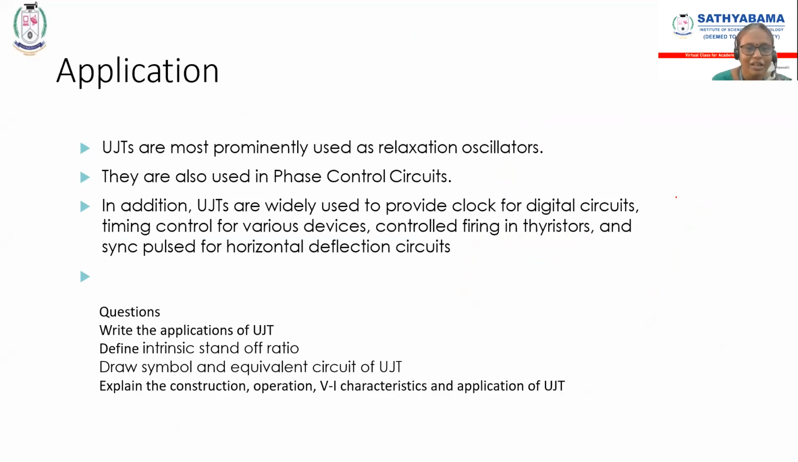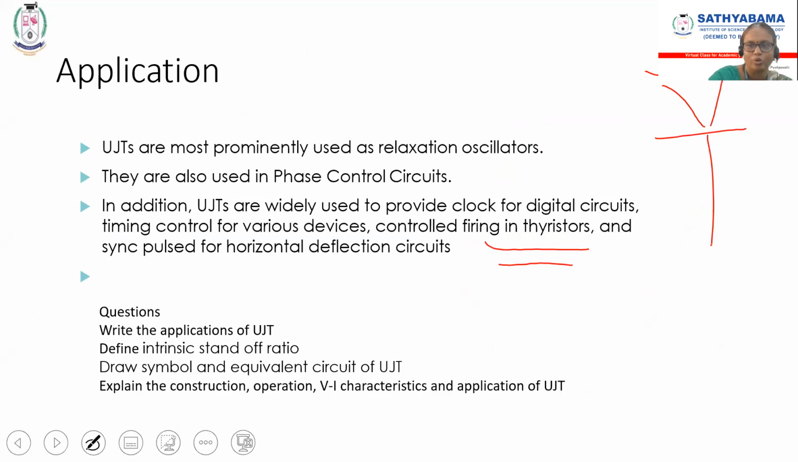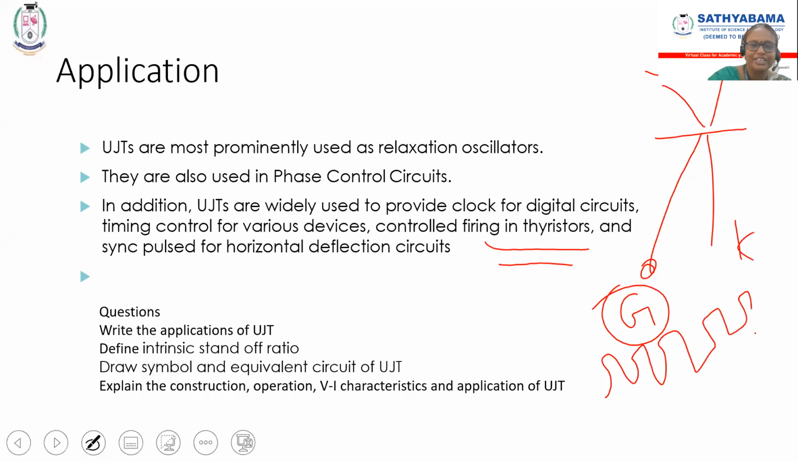Okay, application. UJT is mainly used in relaxation oscillators, phase control circuits, and firing the thyristor. Why firing the thyristor? Here the thyristor has anode, cathode, and gate. For the gate I apply only gate pulses, and these gate pulses are provided by the UJT. So the UJT is mainly used in providing pulses. When you see about UJT, it is mainly used to give pulses for digital circuits.